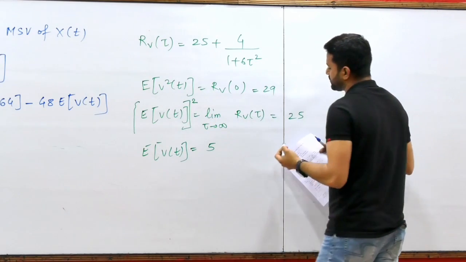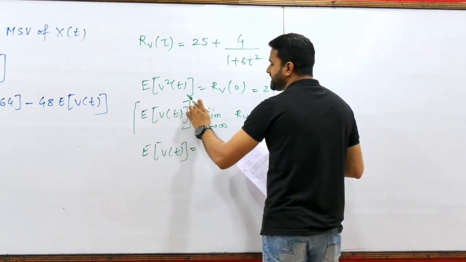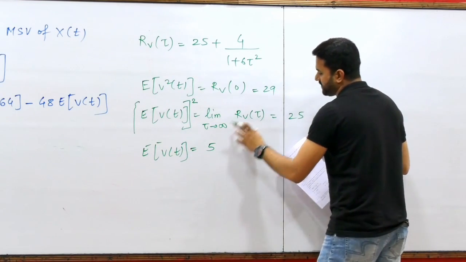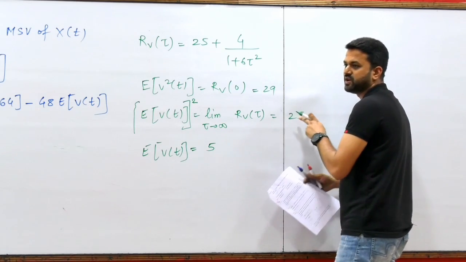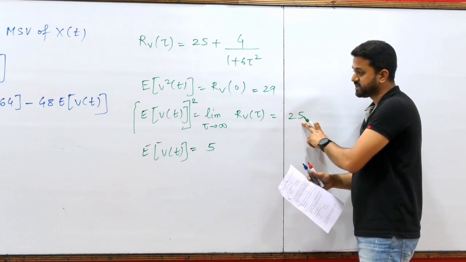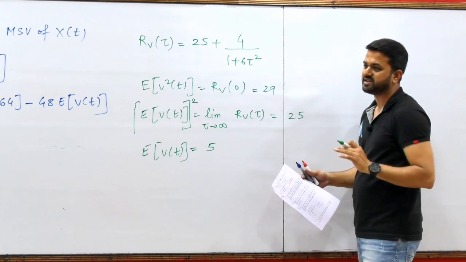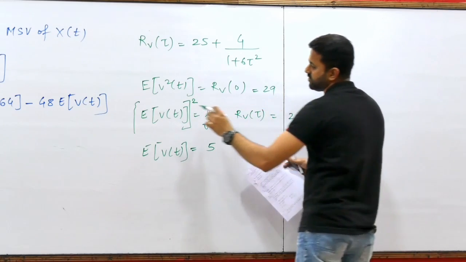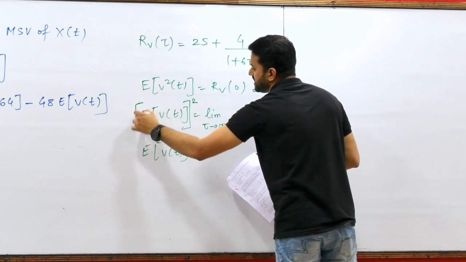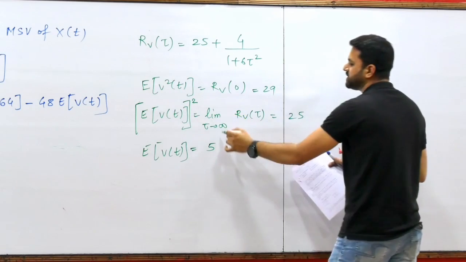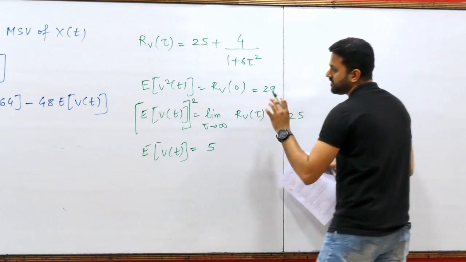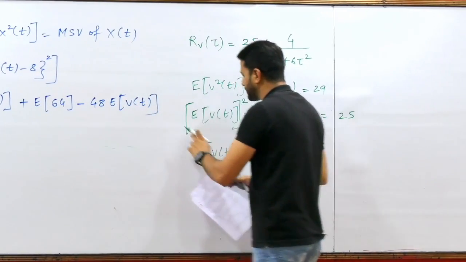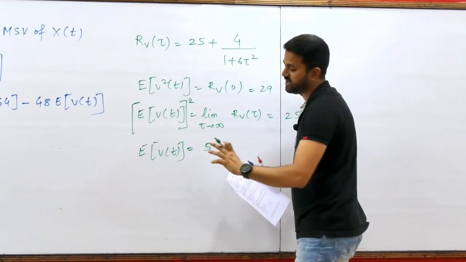I think you guys are also doing the same thing. The limit of Rv(τ) as τ tends to infinity is 25, but that is the mean whole square. So the mean value is 5, not 25. I think you are making this mistake. If you take 25, you may get the answers I was getting, 261 and 295. But this is not the property. The property is that the mean whole square equals the limit. Here we require only the mean value, not the mean whole square. So you have to take the root of it, and you will get the mean value, which is 5.